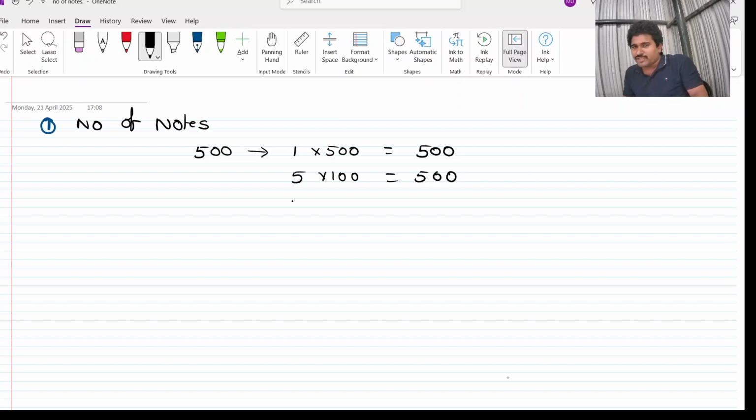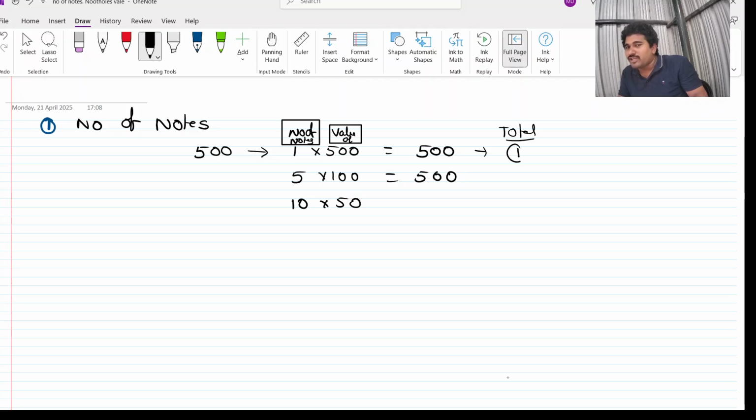Otherwise, what other type of notes? 50 rupee notes. How many 50 rupee notes? 10. This is the number of notes, and this is the value of the note. Yes or no? So how many notes are here? Total number of notes in this? Here we got only one. Here we got how many? Are you clear with that?